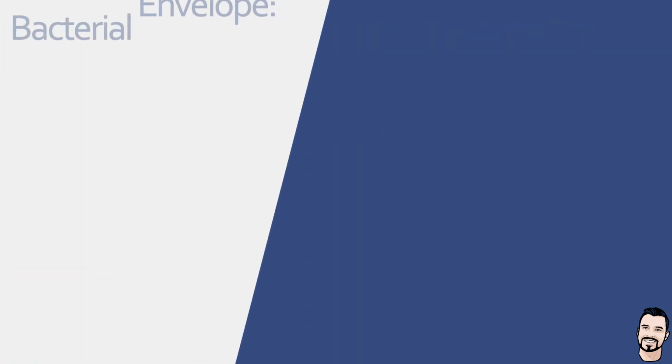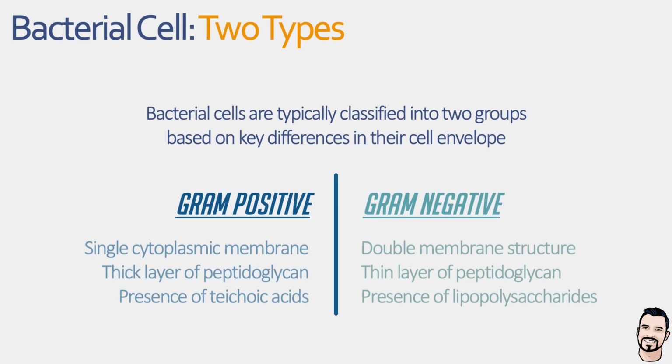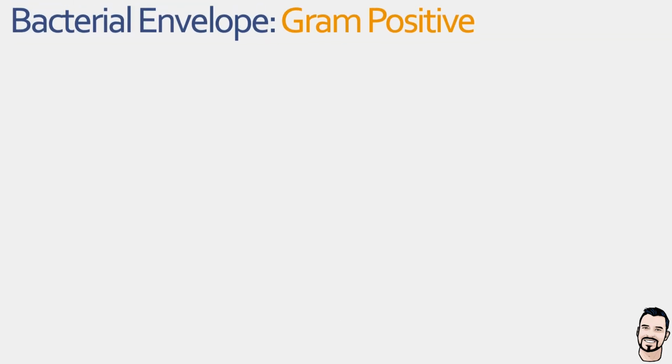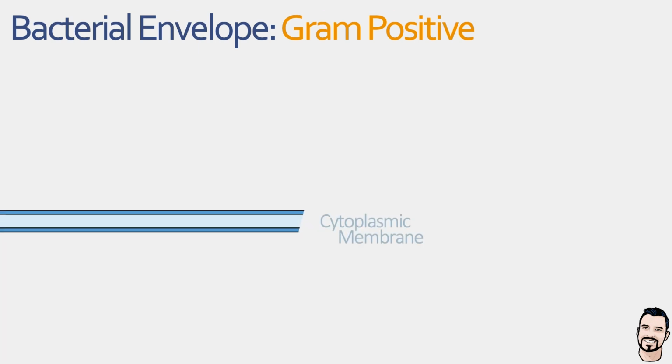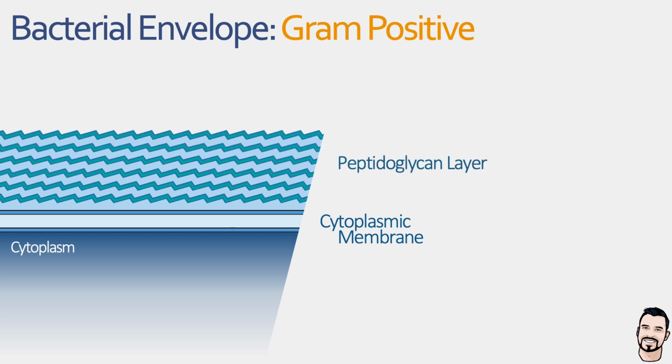Now, as I said earlier, there are two different forms the bacterial cell envelope typically takes. We have our gram-positive bacteria and our gram-negative bacteria, which, based on the descriptors we can see on the screen right now, hopefully make a little more sense. But if we were to summarize this, our gram-positive cell wall has a single cytoplasmic membrane which encloses the cytoplasm and a relatively thick layer of peptidoglycan outside of this.